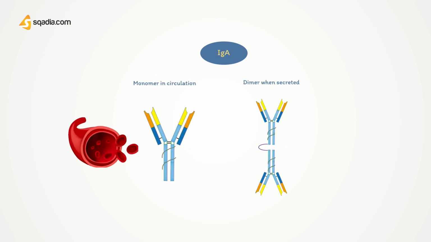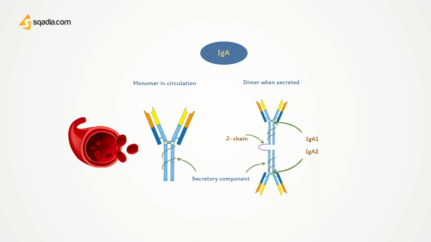Now coming to immunoglobulin IgA. This actually exists as a monomer in circulation and a dimer with a J or joining chain when secreted. Each secretory IgA molecule consists of two H2L2 units plus one molecule each of a J chain and a secretory component. Now there are two IgA subclasses, IgA1 and IgA2.